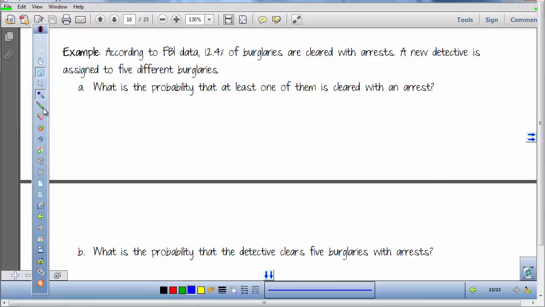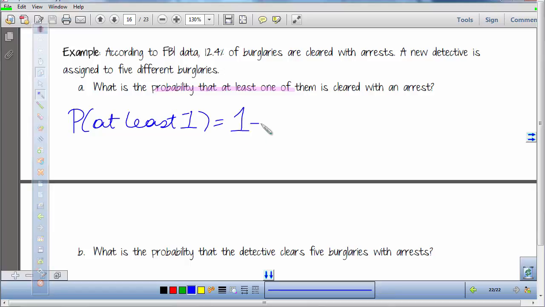Okay, so again, I see my keyword. We're talking about the probability of at least one. Okay, and so I know how to handle that. Probability of at least one is equal to 1 minus the probability of 0. And at least one of what? At least one is cleared with an arrest. So the complement would be that 0 are cleared with an arrest.